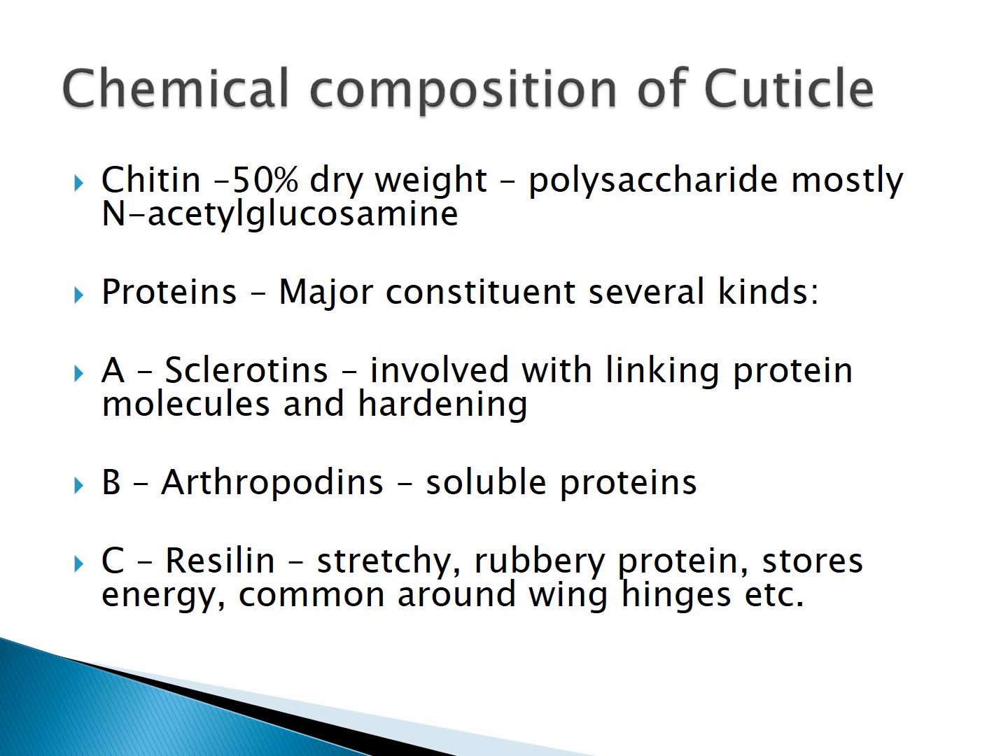Chemical composition of cuticle: it consists of chitin, 50% of dry weight, a polysaccharide, mostly N-acetyl glucosamine. Proteins: there are three types of proteins in the composition of cuticle. Major types include sclerotins, involved with linking protein molecules and hardening. Second, arthropodins, soluble proteins. Third, resilin, a stretchy rubbery protein that stores energy, common around wing hinges.